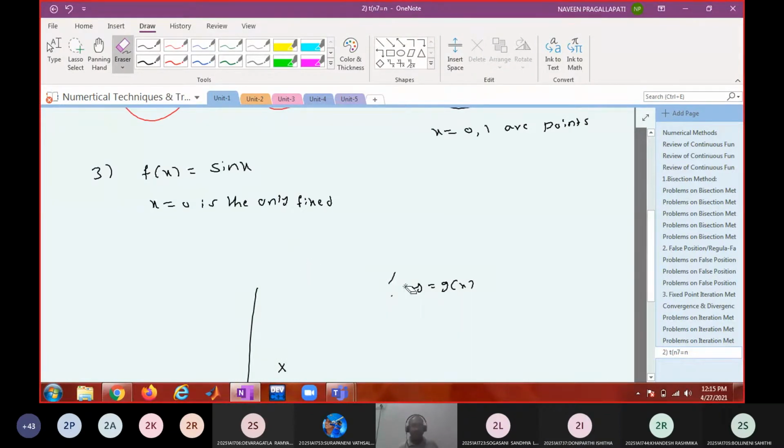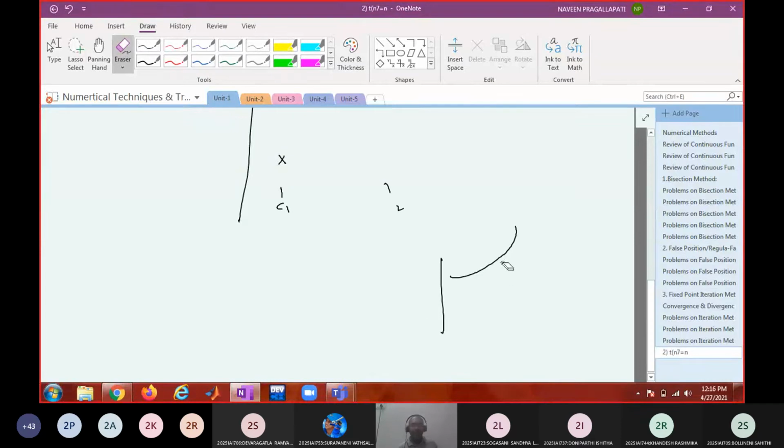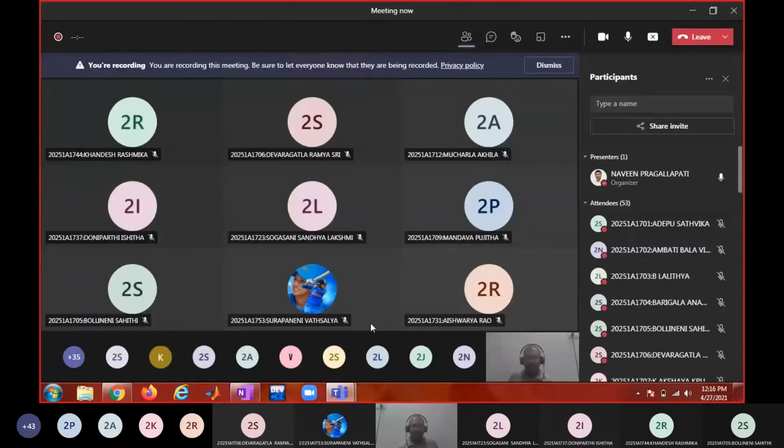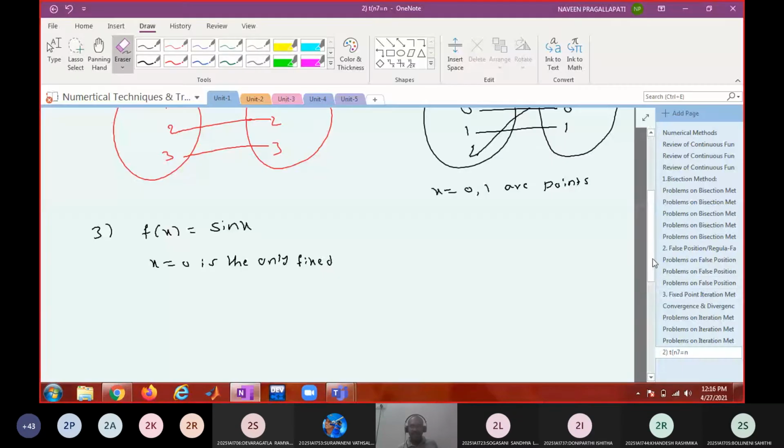If you cannot find out the fixed point, try to find out a sequence of approximations which are converging to the fixed point, because numerical method is all about finding approximate values. We are not going to find out the exact values. We are going to apply an iterative procedure which will take us nearest to the exact value. So our idea is to find out a sequence which will converge to the fixed point.